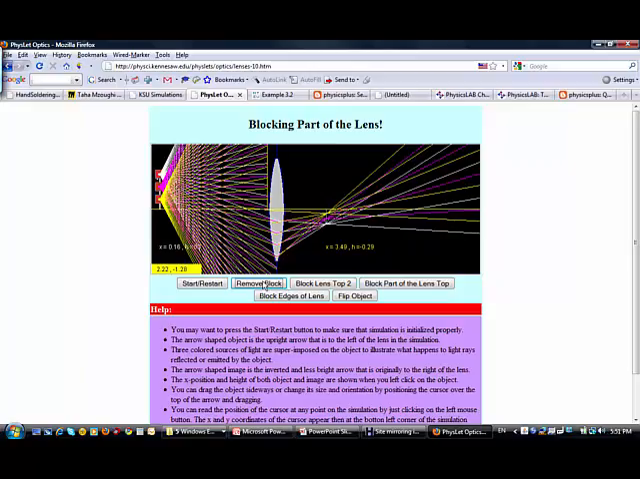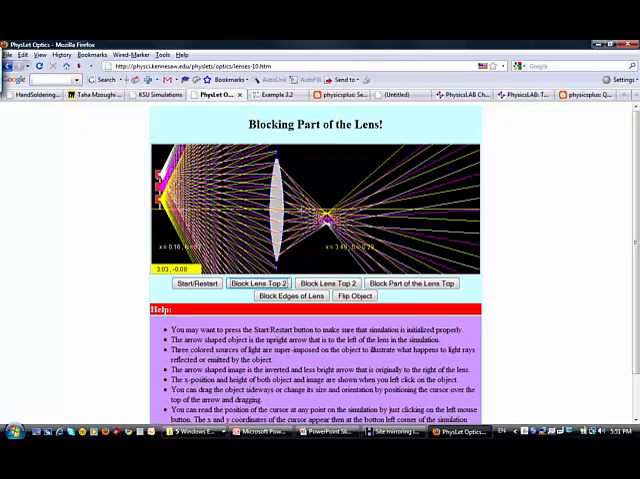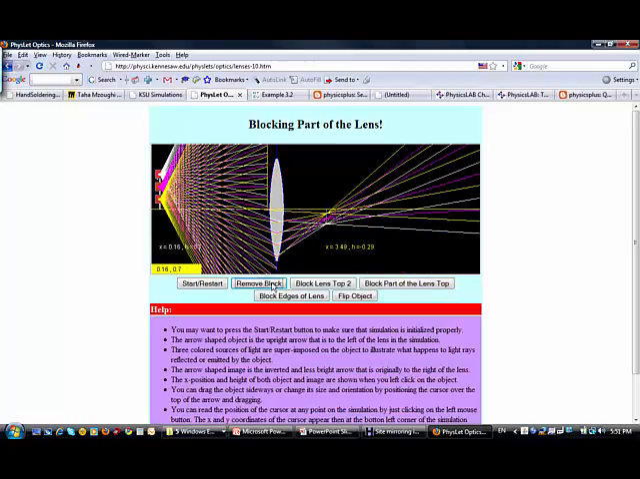So let me repeat it again. Okay, now here we have the full image. Look at the size. All that happens here is the amount of light that reaches the screen is going to be less, but the image is the same size, the same shape, the same everything. It's just dimmer.